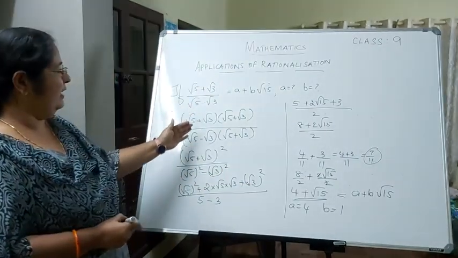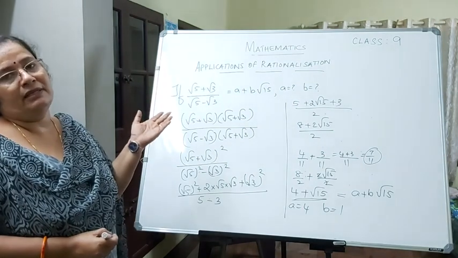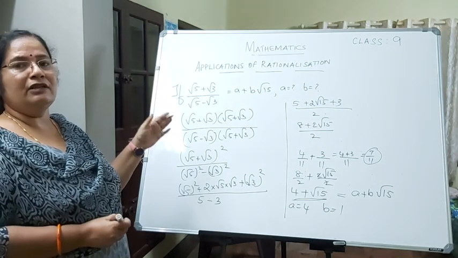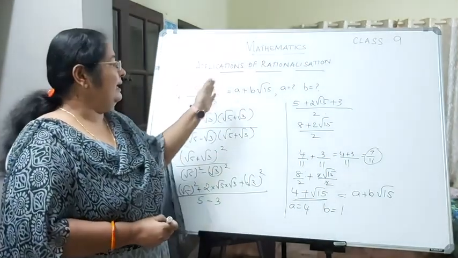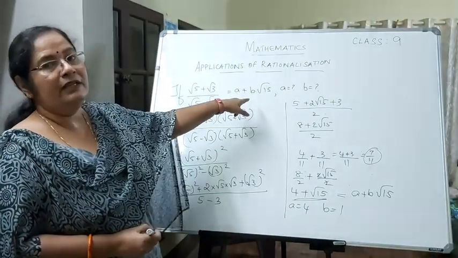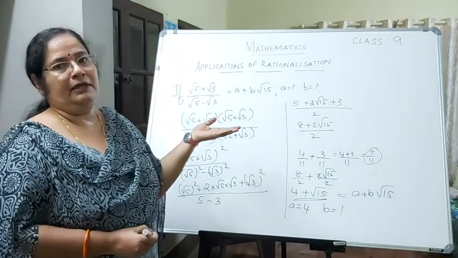So you understood how we have done it? It's nothing, we are only applying the rationalization. You rationalize the denominator, make it in the simplified form, then compare with what is given for us on the right hand side. Then you will get the values of a and b.